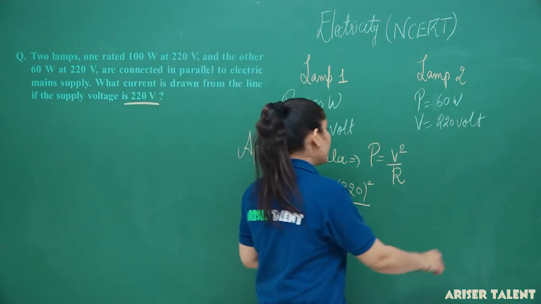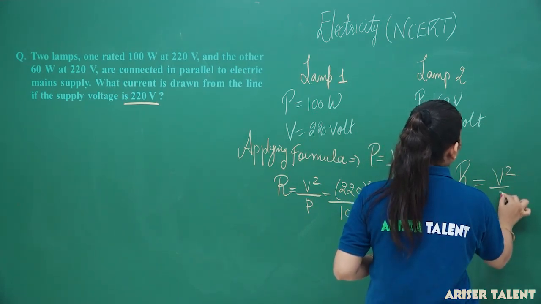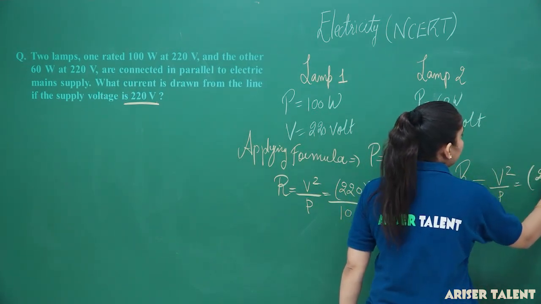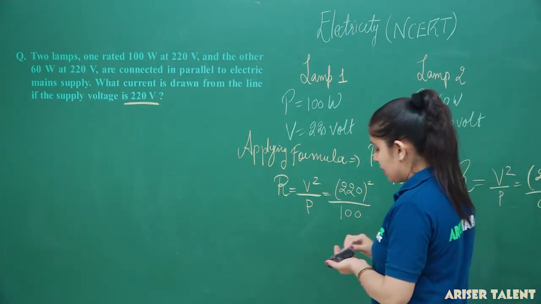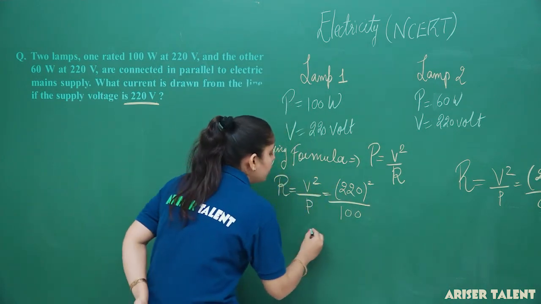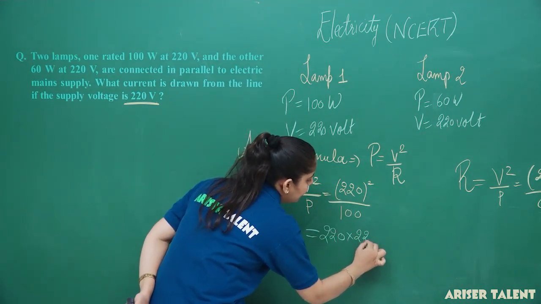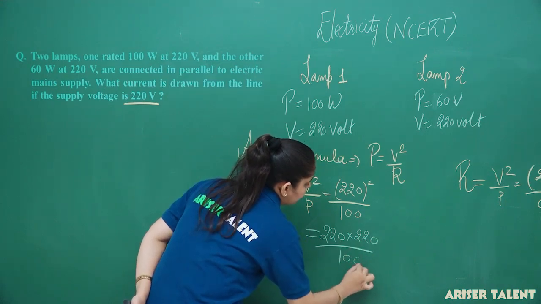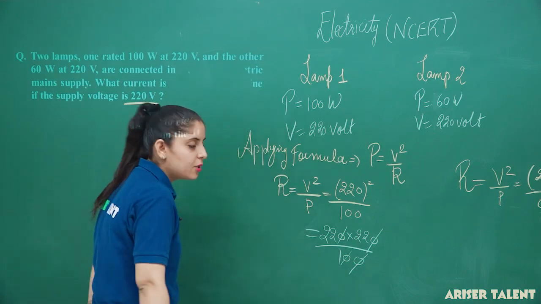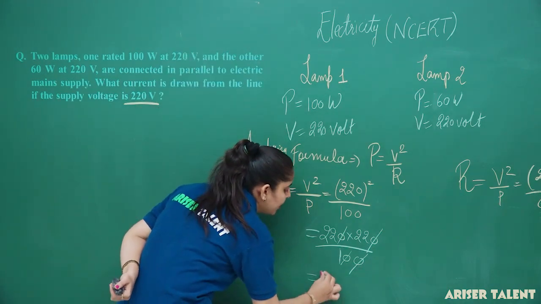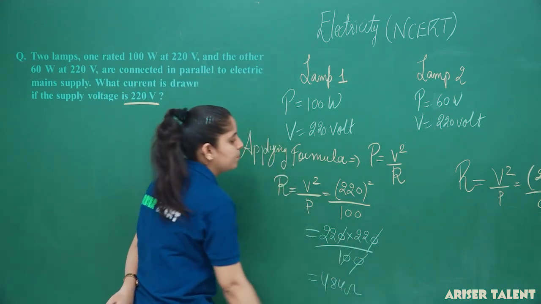Similarly, in the second case, you can see that R is equal to V square upon P, and it came out to be 220 square upon 60. Now, let us solve both these numeric values. 220 into 220 upon 100. 10 will be cancelled by 10, 10 will be cancelled by 10, and 22 into 22 will give you 484. This is the value of resistance we have.